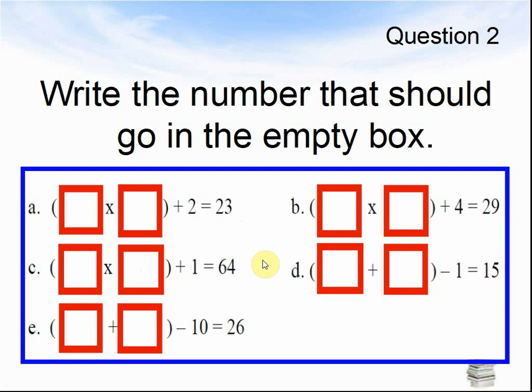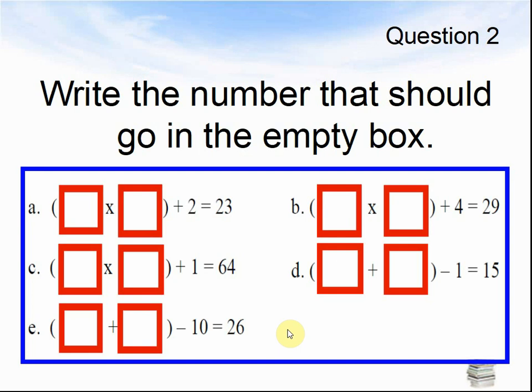Question 2. Write the number that should go in the empty box. A. Something times something plus 2 equals 23. B. In brackets, something times something plus 4 equals 29. C. In brackets, something times something plus 1 equals 64. D, in brackets, something plus something, and then after the brackets, take away 1, equals 15. And E, in the brackets, something plus something, and then out of the brackets, minus 10, equals 26. Pause the video until you are ready for the answers.